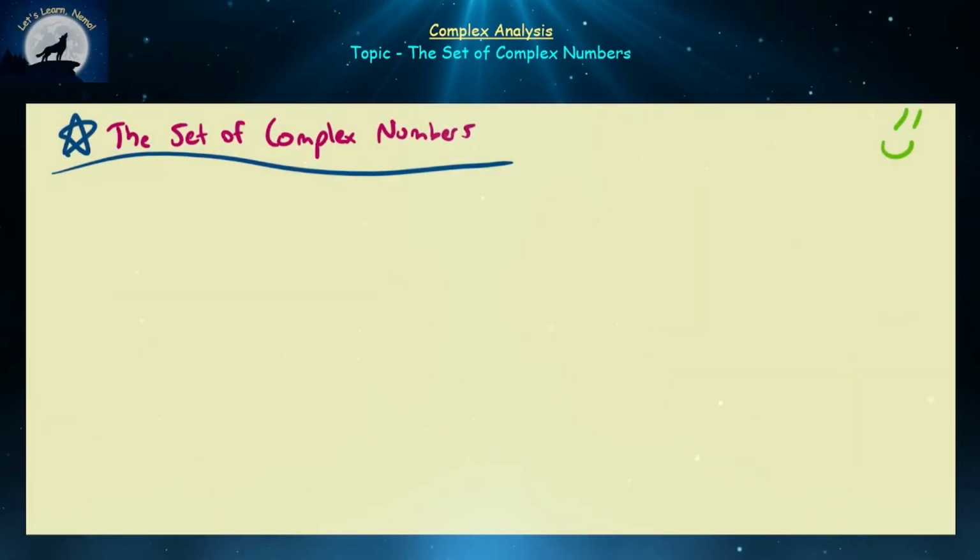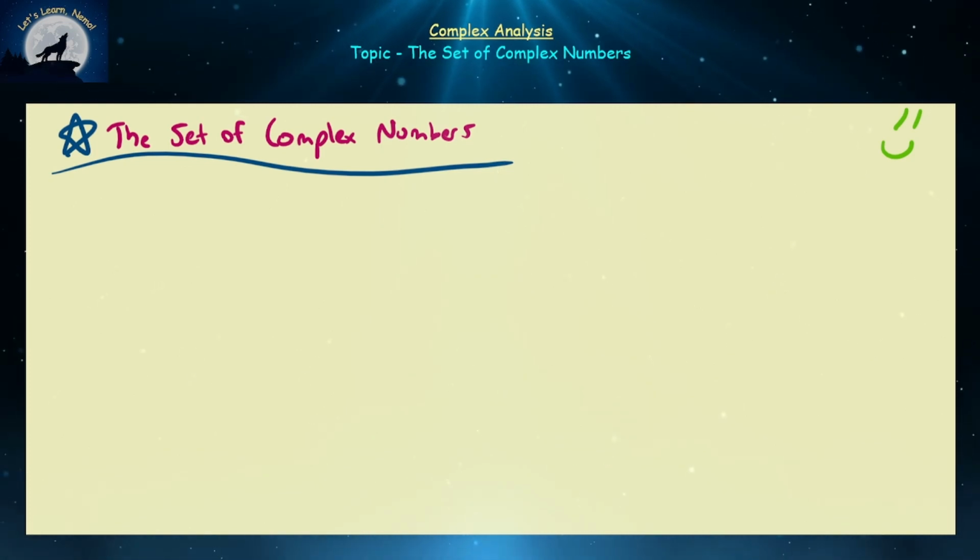Hello everyone, and welcome to this series on complex analysis. In this series, we're going to be focusing on the very important, very beautiful, and also very curious and strange properties associated to complex numbers and the set to which they belong.